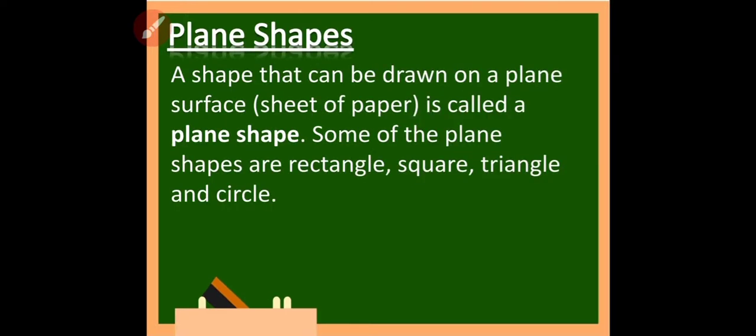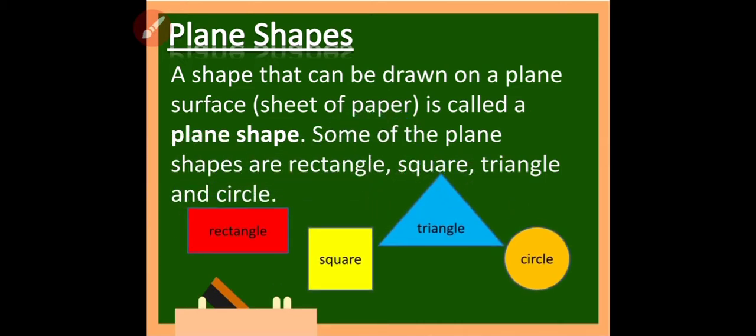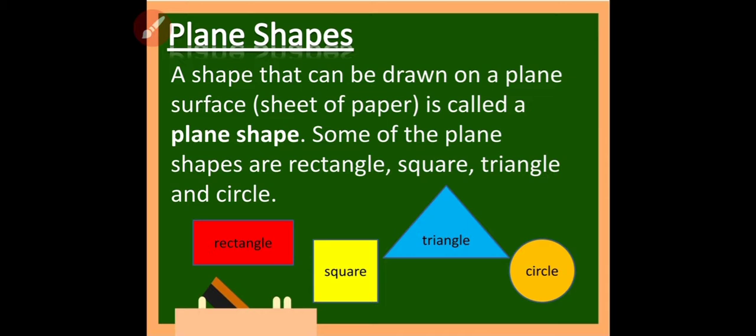Children, what are plane shapes? A shape that can be drawn on a plane surface or a sheet of paper, isn't it? That is called a plane shape. Some of the plane shapes are rectangle, square, triangle, circle.